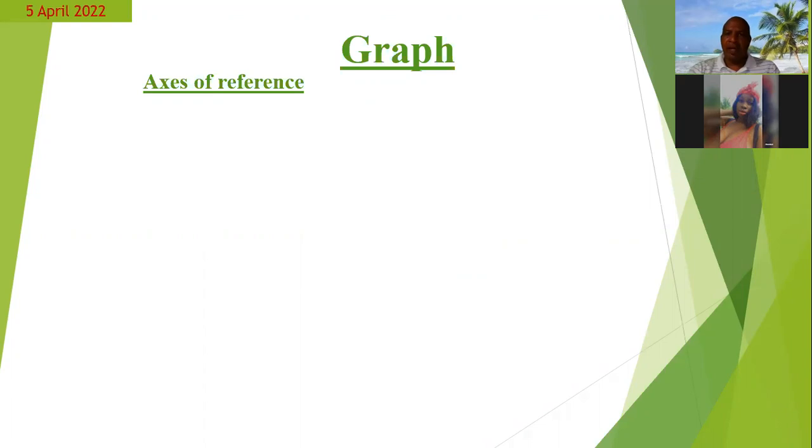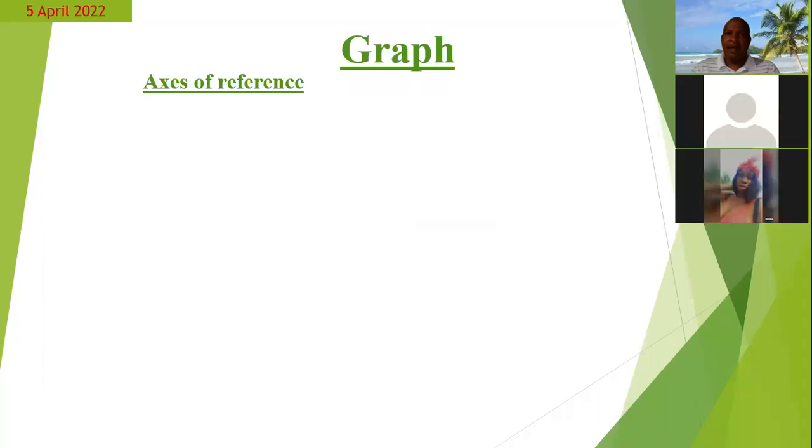We talk about the axis of reference. Now, we have what we call the Cartesian plane. Anybody know what I mean when I say a plane, or the Cartesian plane? Anybody have any idea what it means? Go ahead, Ms. Wilson. Flat surface, sir. A flat surface. Very good.